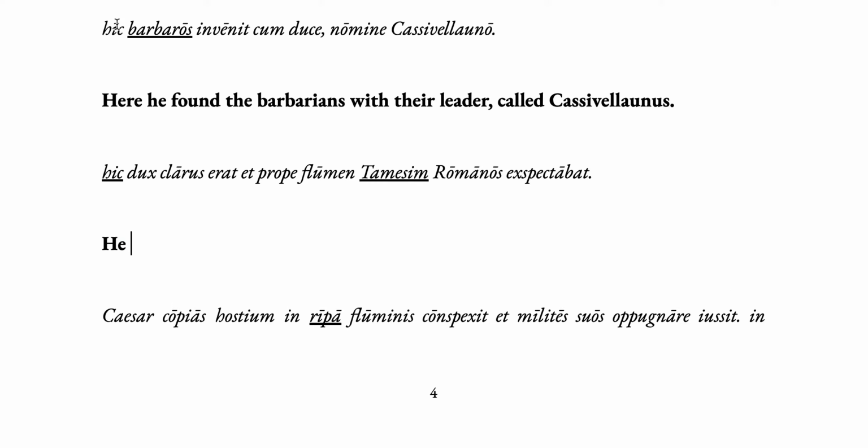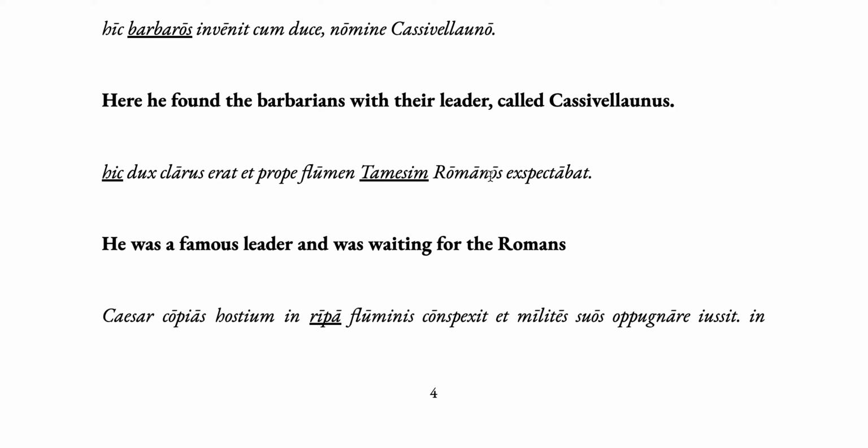Now, if you're wondering why hic means "here" in that sentence, but "he" in this sentence, the answer is hic with a long I, and you can see the accent above the I. Hic with a long I means "here", hic with a short I means "this" or "this man" or "he". So hic erat, he was, a dux clarus, a famous leader, and he expectabat, was waiting for, in perfect tense, the Romanos, the Romans, right?